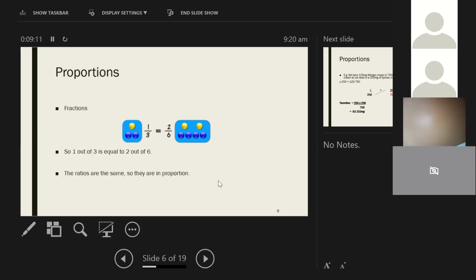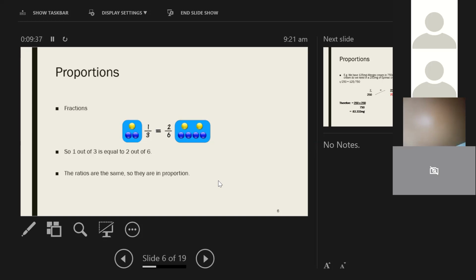So the example says 1 out of 3. When somebody tells you 1 out of 3, do you already have an idea what percentage that is? You don't, right? But to get the percentage, what would you have to do with 1 out of 3? You multiply by 100. Okay, great. That's what you have to do.